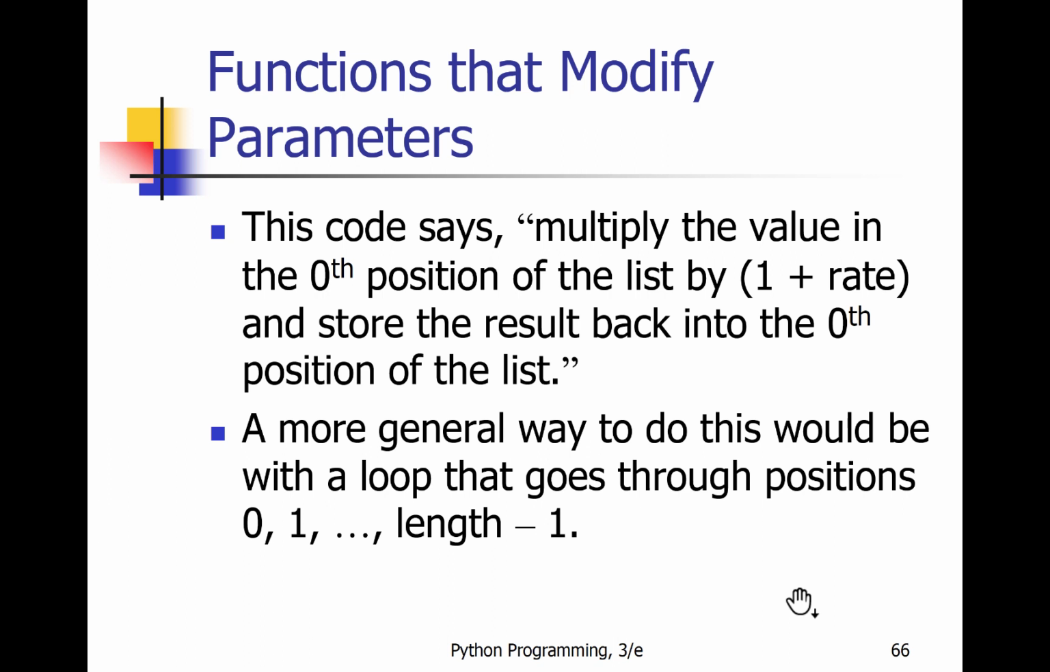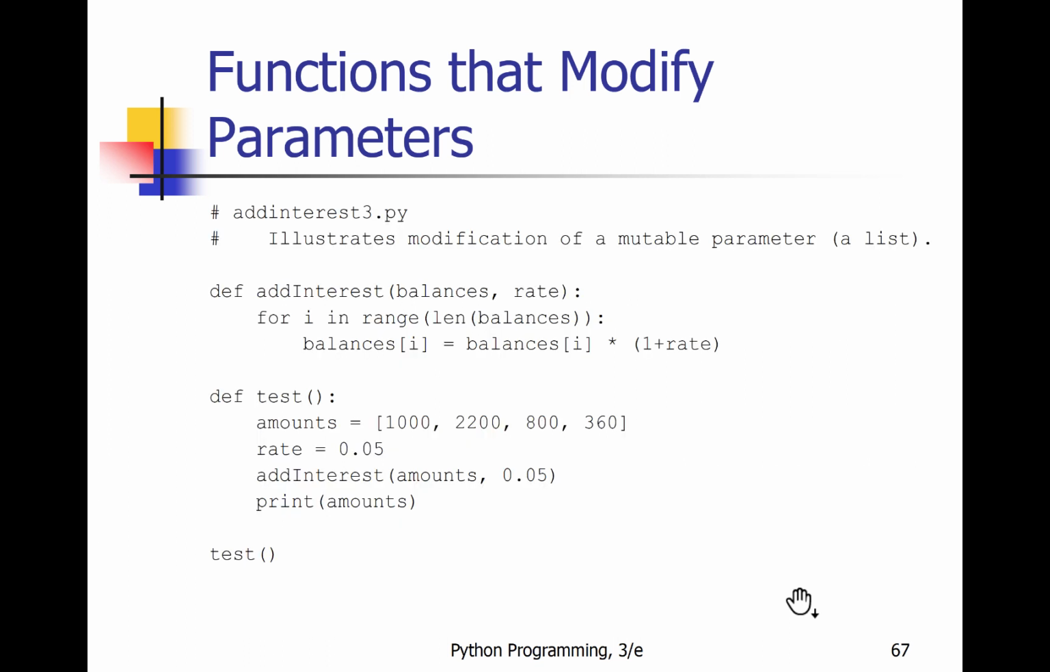Will this work? Yeah, it turns out it's going to work. Why does it work? It works because lists are mutable, or changeable, objects. So this code says multiply the value in the 0th position of the list by 1 plus the rate and store the result back into the 0th position of the list. A more general way to do this would be with a loop that goes through the positions 0, 1, and so on to length minus 1.